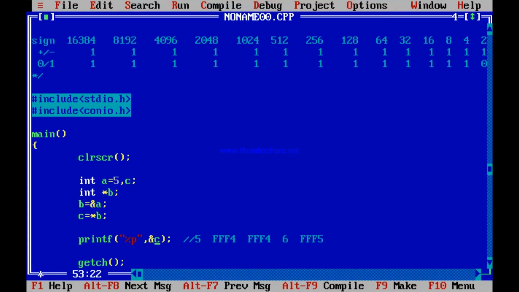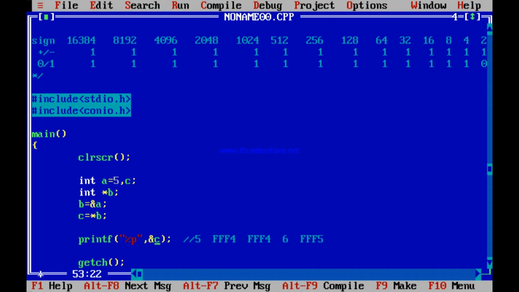C is at FFF2, in another memory location. FFF4, it will take 2 by 2 memory locations. FFF2 and FFF3 can hold a different integer C. So FFF2 is holding C. Do you understand that? So in this way, you can use integers and pointers.